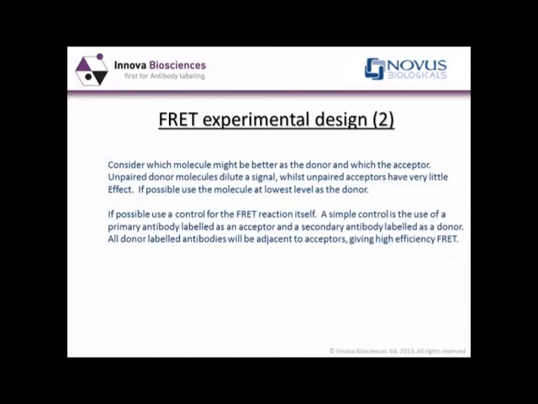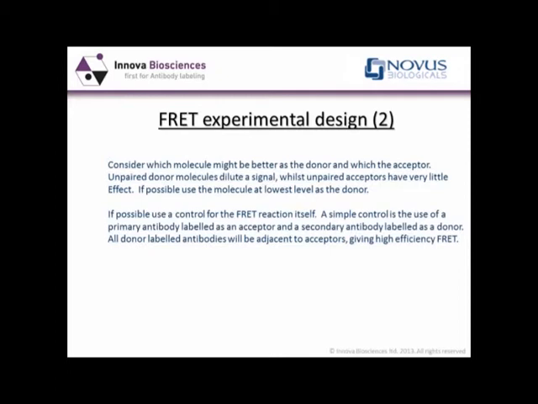If possible, use a control for the FRET reaction itself. Now, you'll need all your normal standard set of negative and positive controls for the experiments that you're running, but if you can have a control to prove to yourself that the FRET reaction is working and that you can detect it, that is also quite useful.